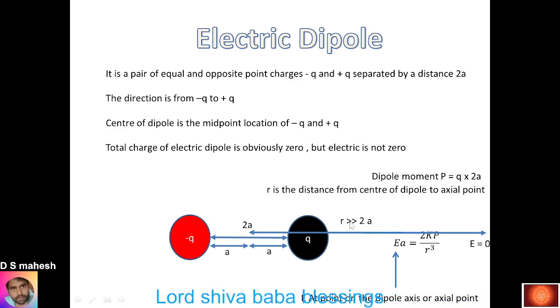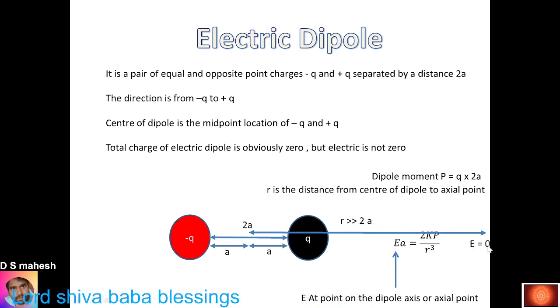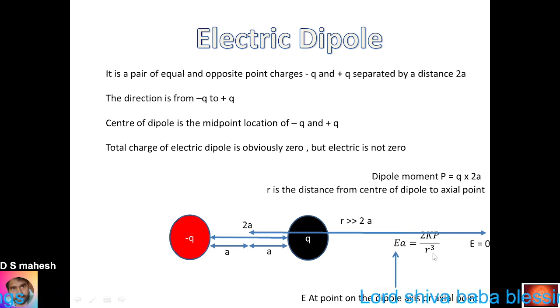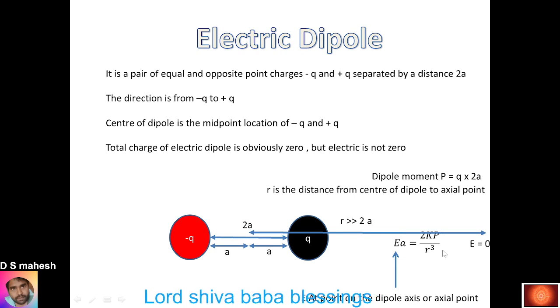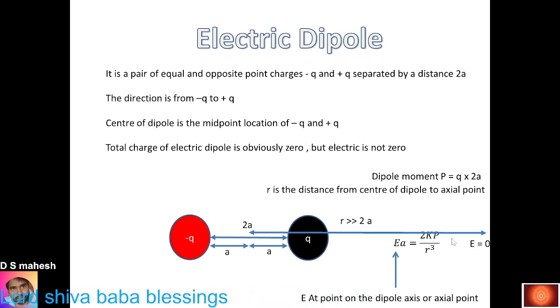So if r is greater than 2a, the electric field vanishes and cancels out. The electric field decreases as the distance increases. It is inversely proportional to r cube. So E vanishes or cancels out when r is very much greater than 2a, where 2a is the distance between the two charges.